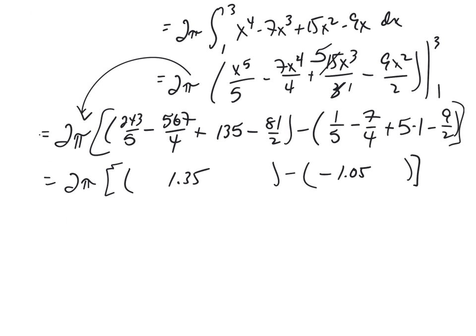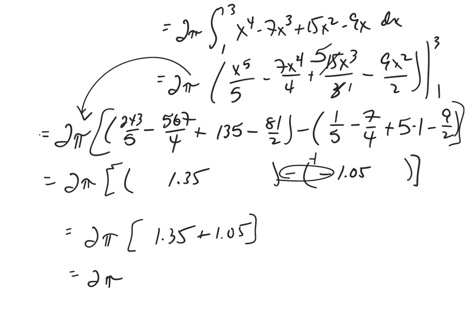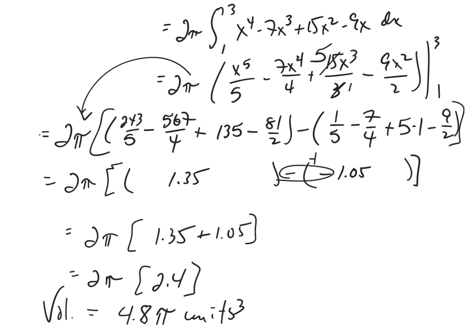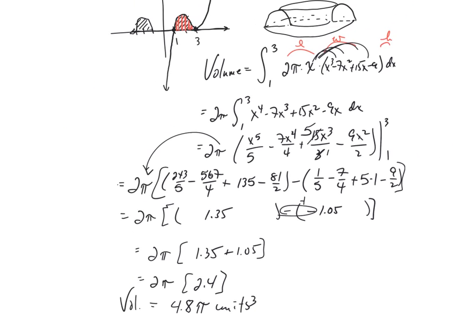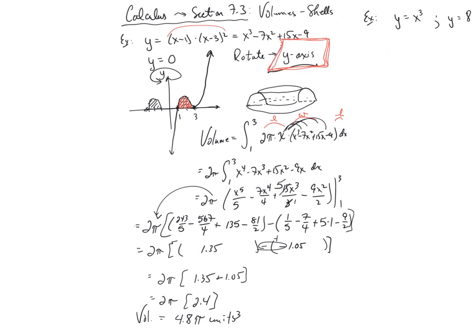Let's see, these two negatives make for a plus. So I'll end up with 1.35 plus 1.05, and that would be 2.4. And 2 times 2.4 would be 4.8 pi cubic units for our volume. And like usual, I'll try and get this all on one page. If anyone wants to pause the video and take a close look at that one.